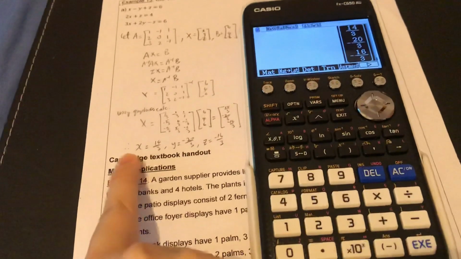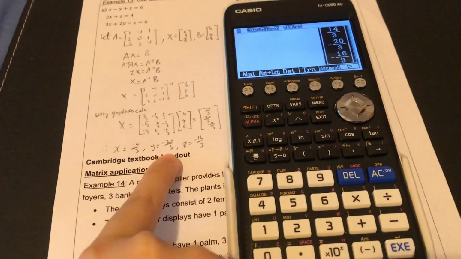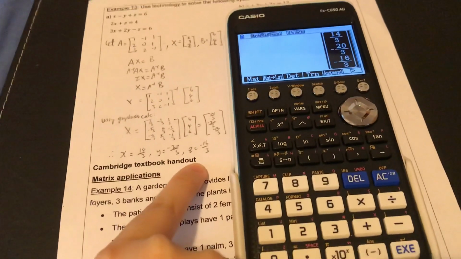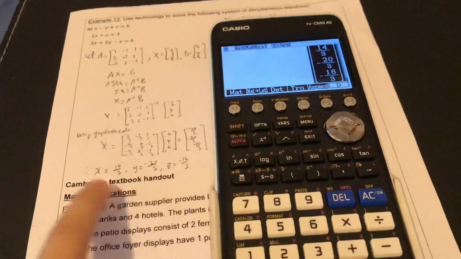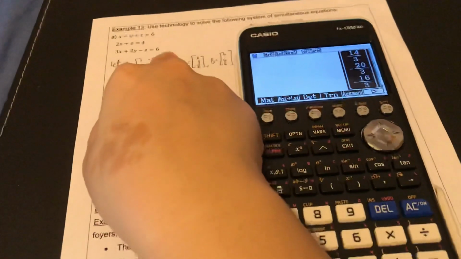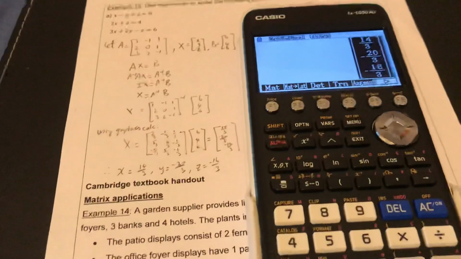So you finish off with your sentence conclusion. Therefore x is 14 over 3, y is negative 20 over 3, and z is negative 16 over 3. Obviously, the easiest way to check your answer is to substitute back into your original equations. Your left-hand side should equate to or be the same as your right-hand side values.